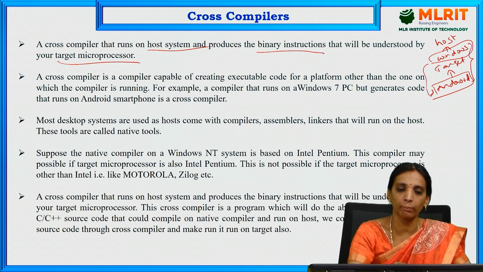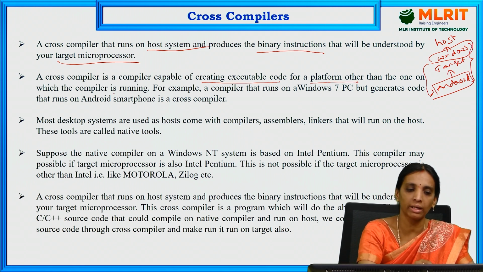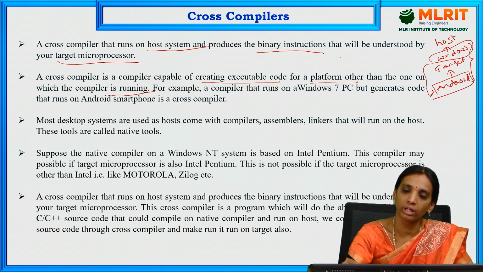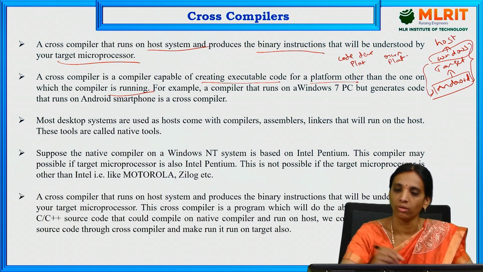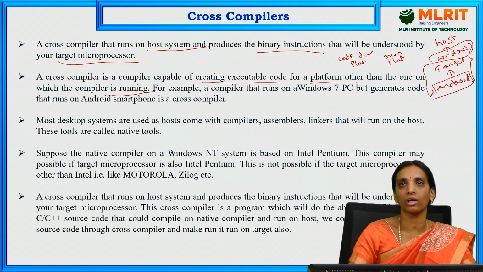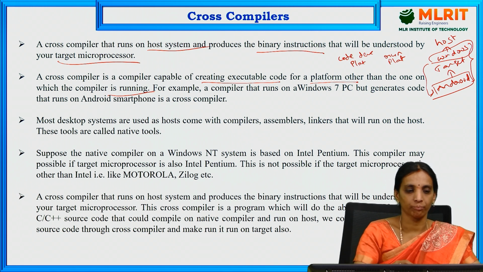So it is capable of creating executable code which is written for one platform other than the compiler which is running in another platform. So that means the code is developed for one platform but run on another platform. So then this cross compiler will develop the binary image file or object image file.